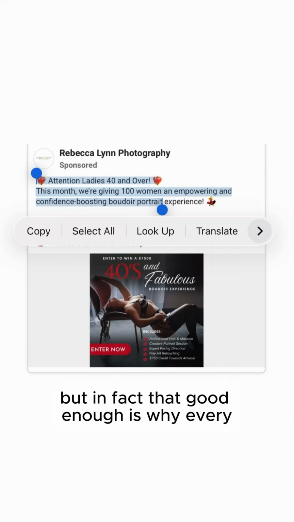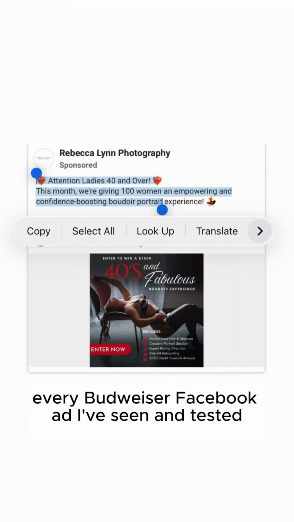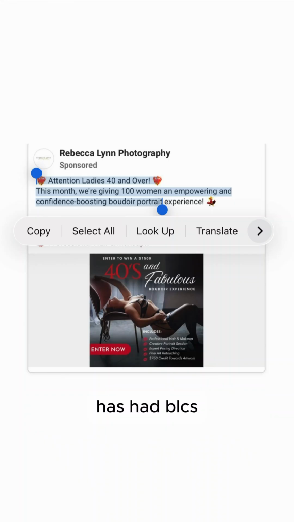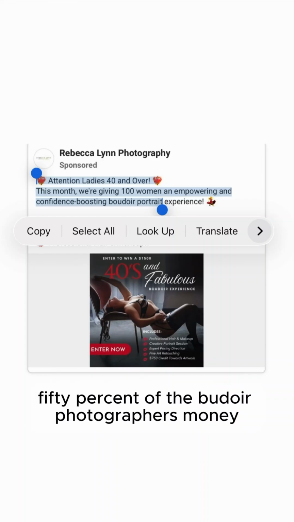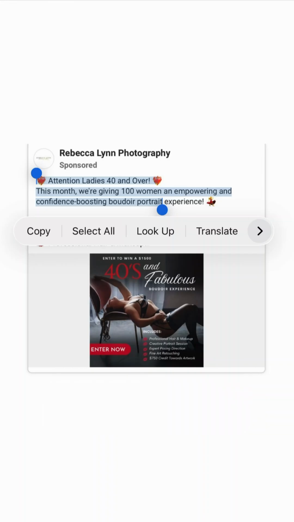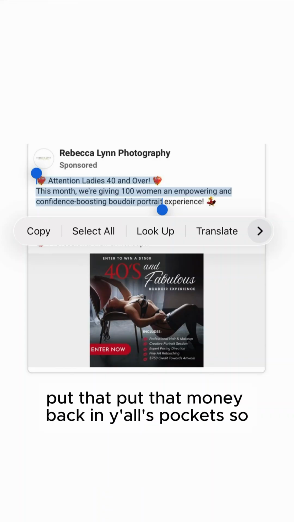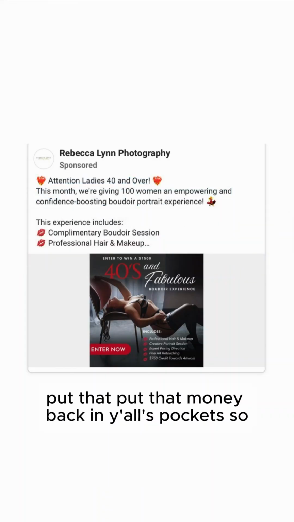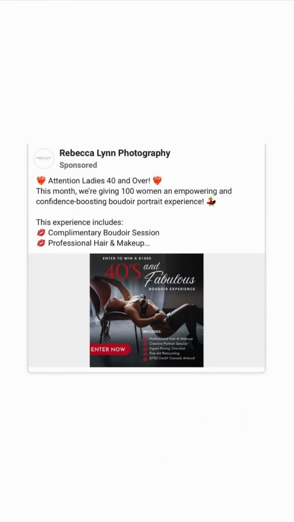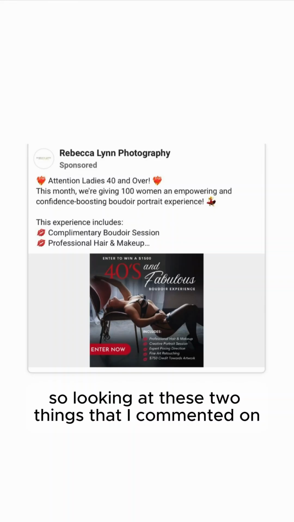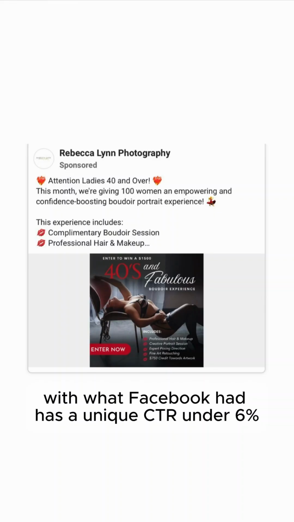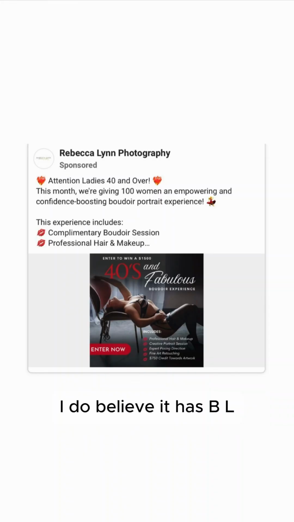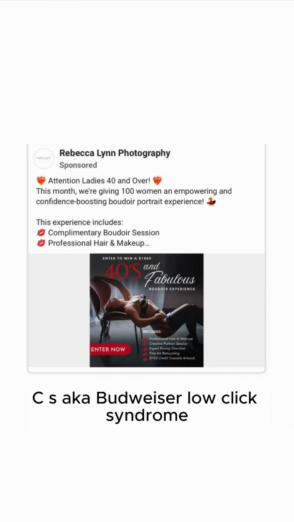But in fact, that good enough is why literally every boudoir Facebook ad I've seen and tested has had BLCS, aka boudoir low click syndrome, and is wasting approximately 50% of the boudoir photographer's money every single day, every single month. So we want to solve that, put that money back in y'all's pockets. So, all right, so looking at these two things that I commented on, I'm going to say, yes, I believe this boudoir Facebook ad has a unique CTR under 6%. Therefore, yes, I do believe it has BLCS, aka boudoir low click syndrome.